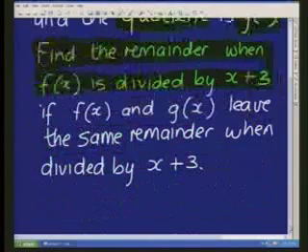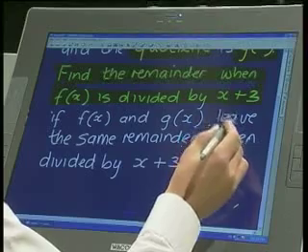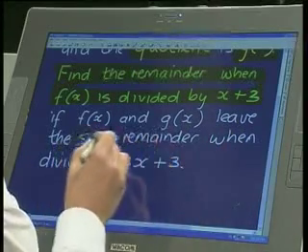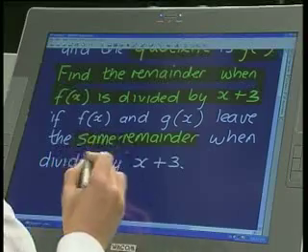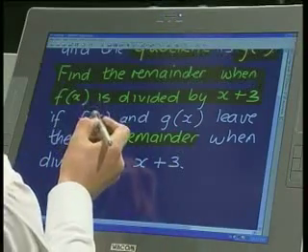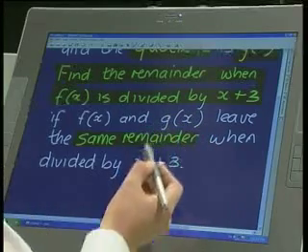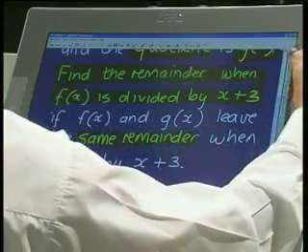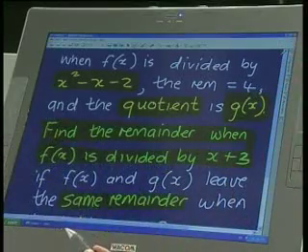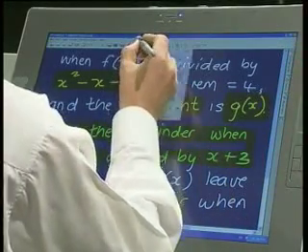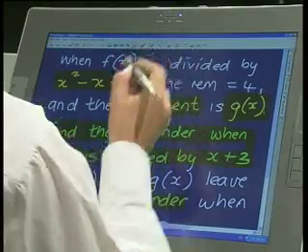Great. If f of x and g of x leave the same remainder when divided by x plus 3, so if you divide f of x by x plus 3 or you divide g of x by x plus 3, you're going to get the same remainder. Wow, what a question. I love this thing. It's going to teach us so much. So best you be glued to your screen and you be watching what's coming through now.